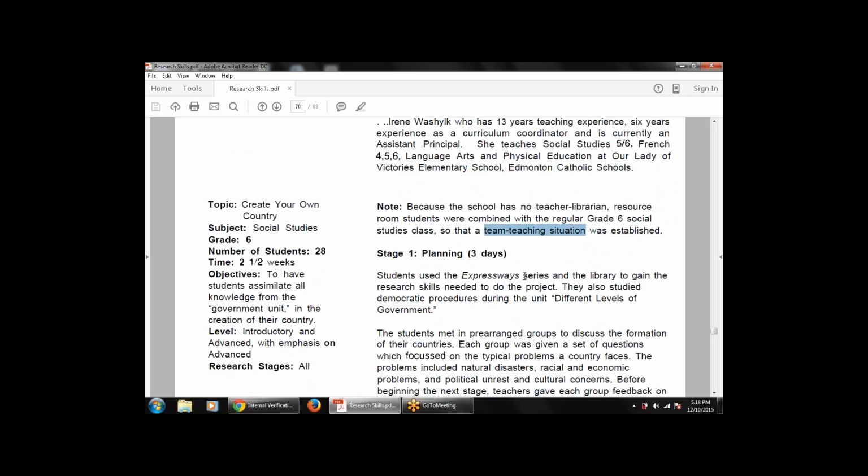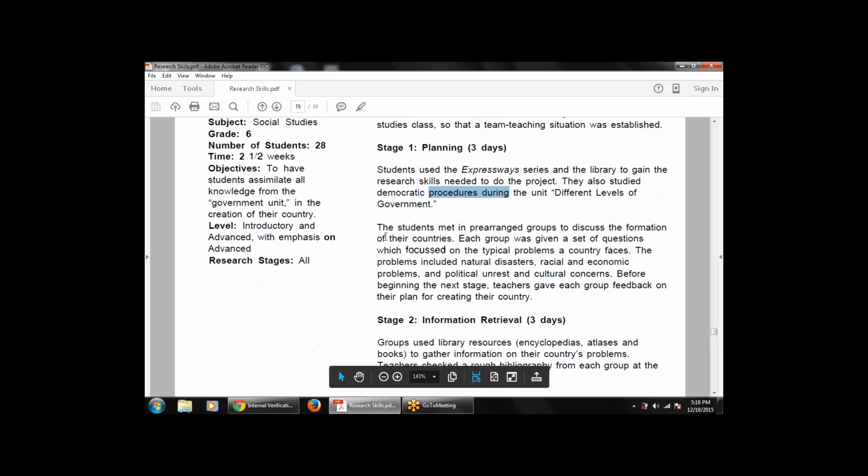Students use the Expressway series and the library to gain the research skills needed to do the project. They also studied democratic procedure during a different unit, on the different levels of government. That is stage number 1. The students met in pre-arranged groups to discuss the formation of their countries, and each group was given a set of questions which focus on the typical problems a country faces.